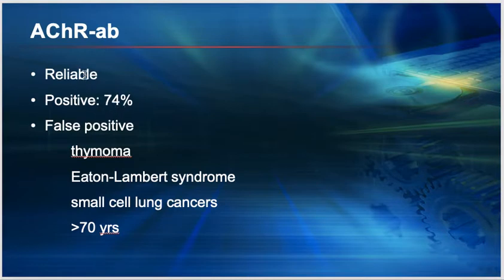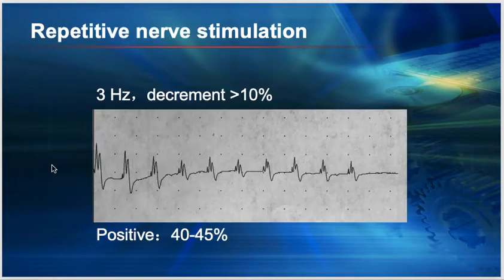And if this one is negative, of course, you can check for MUSK antibodies as well. Other than that, the tests we can do are something we call electromyographic studies.